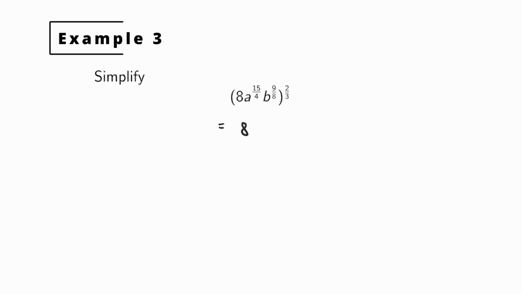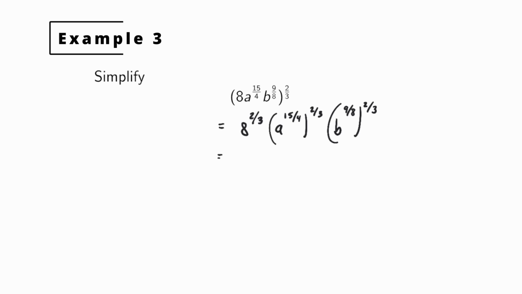So we have 8 to the 2/3 power. We'll have a to the 15 over 4 to the 2/3 power. And then b to the 9/8, and again to the 2/3 power. And now we simplify this. So you can write 8 to the 2/3. We have a numerical factor here.